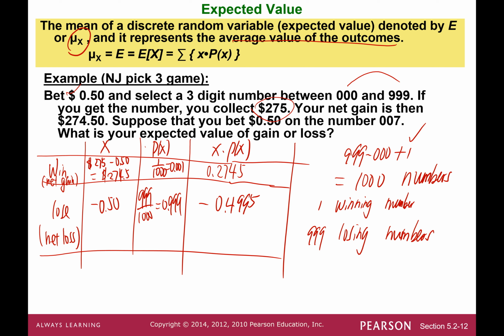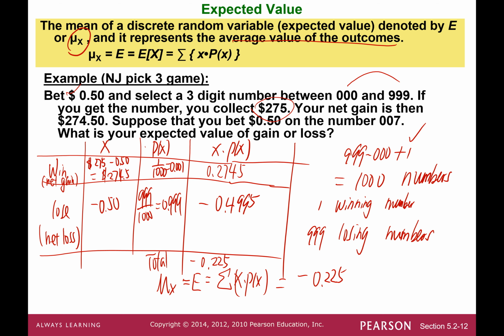So if you sum that up, that's your expected value. So the expected value equals the summation of x times P of x. You create a total column here, sum that up, and it becomes negative 0.225. So here the expected value is negative 0.225.